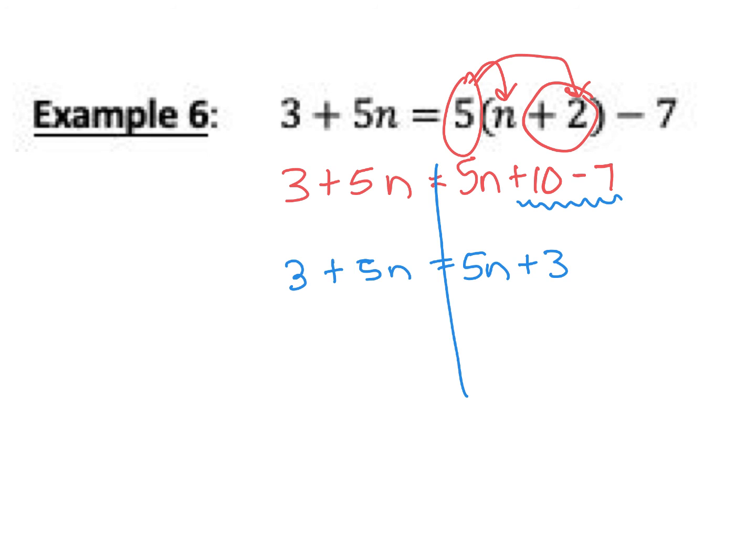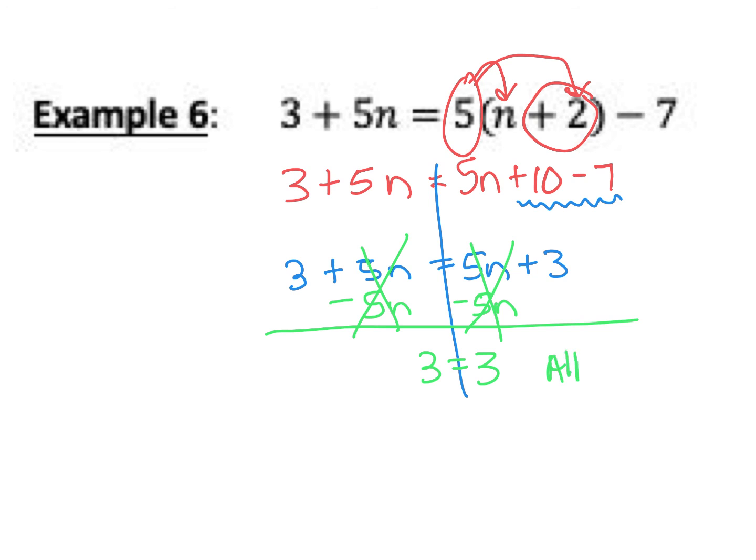So I'm going to subtract off 5n from both sides. Those make zeros. We have 3 equals 3. Does 3 equal 3? Yes, that is. Is the variable gone? Yes. So it's going to be all real numbers as our answer.